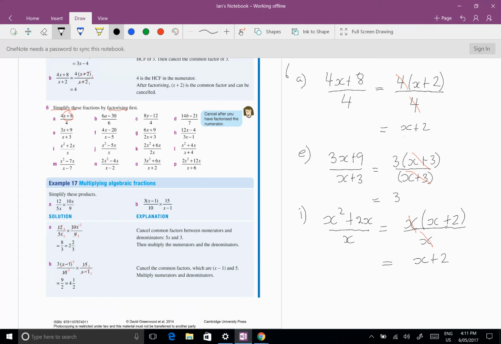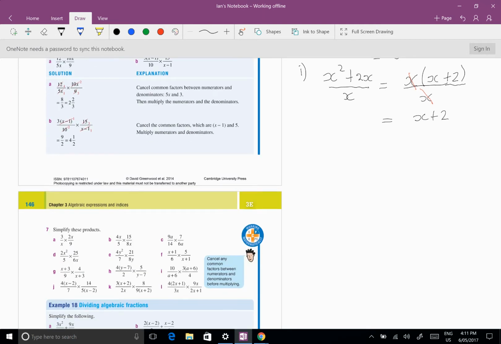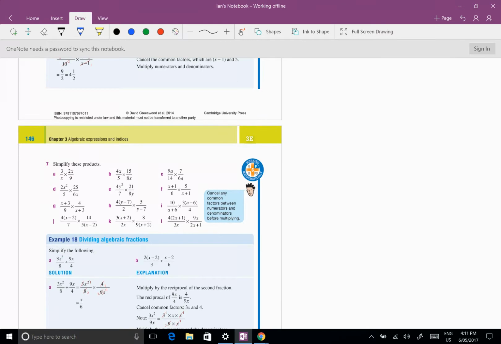I'm going to now move on to 7. Now 7, I don't have to do any factorising. It just says simplify. And if I look at these, because it's all multiplied, I can cancel, and I can cancel either side. So this is going to be really cool. So if I take 7a, I got 3 on x times 2x on 9.